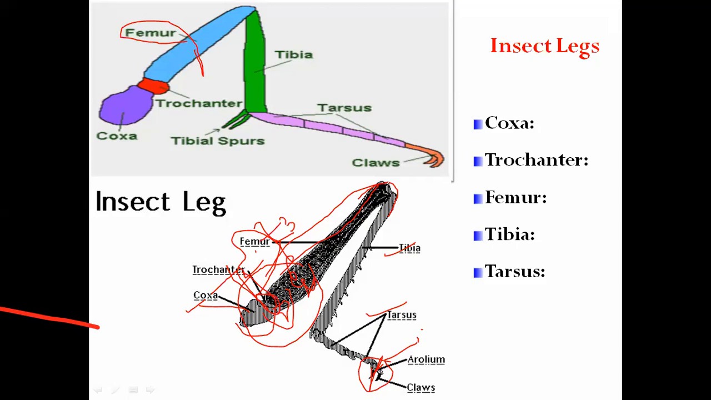Now tibia. What does tibia mean? It is the fourth part, which is slender. This is the fourth segment of insect legs, and often its length is equal to the length of the femur. Okay, that is called a tibia, which is slender and equal to the length of the femur.